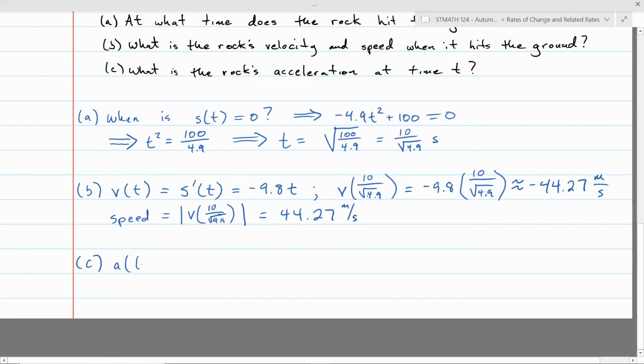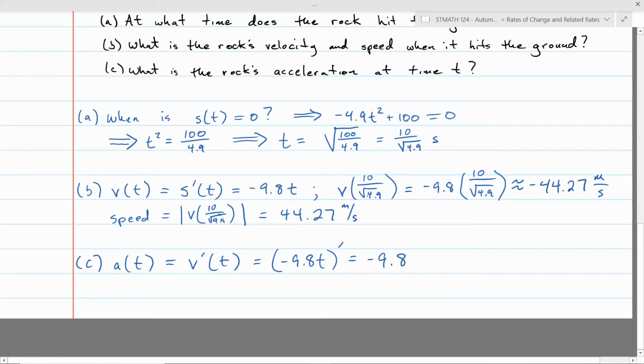Part C wants to just know, what is the acceleration function? What is a of t? Well, a of t is the derivative of the velocity function. So that would be negative 9.8 times t prime, which is negative 9.8. So it comes out to be a constant.